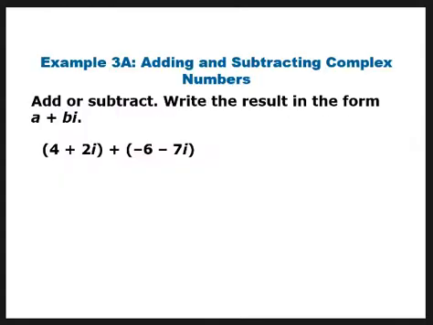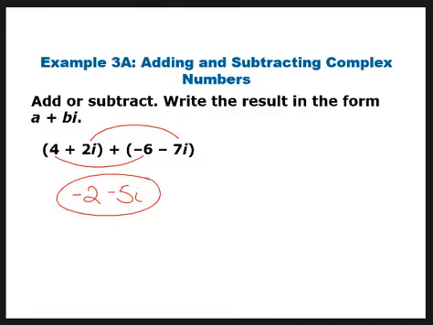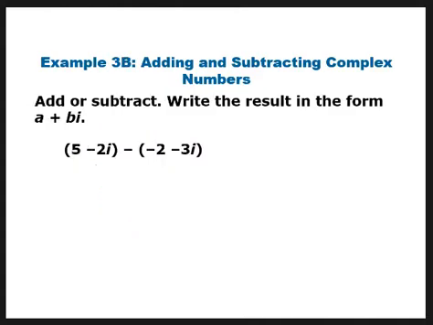So I'm going to start with something like this. Like I said, it's relatively simple. I take the real number parts and I combine them. I take the imaginary number parts and I combine them. In this case, 4 plus negative 6 would be negative 2, and 2i plus negative 7i would be negative 5i. There's your answer. Not a whole lot to it. Pretty general arithmetic, adding and subtracting.